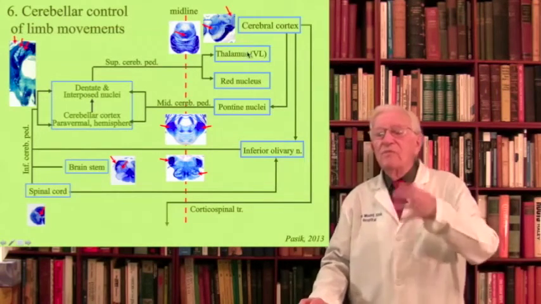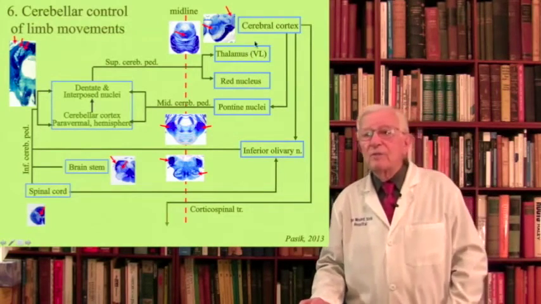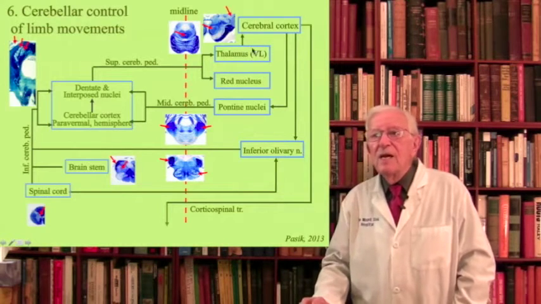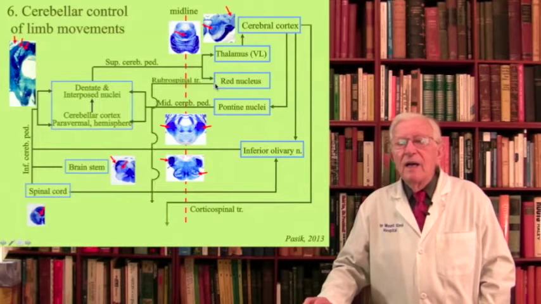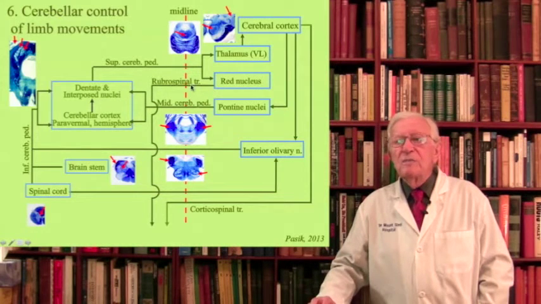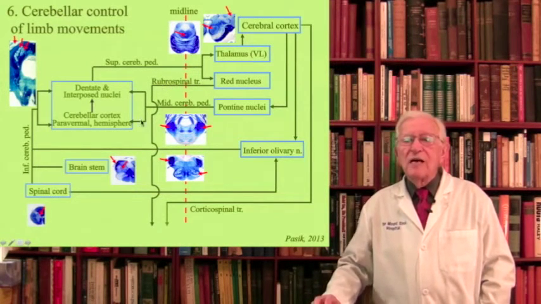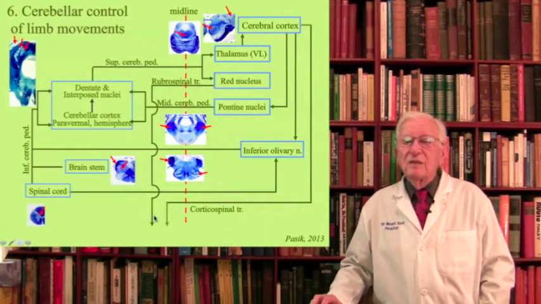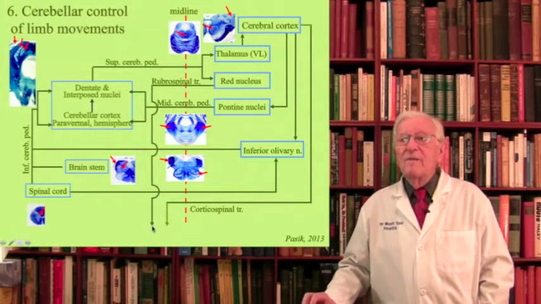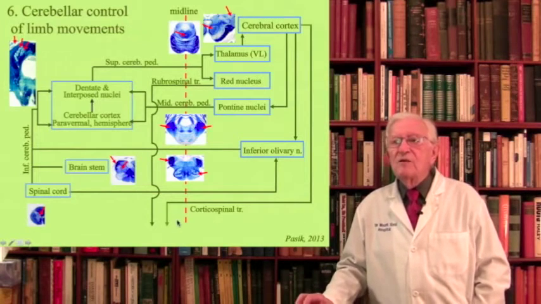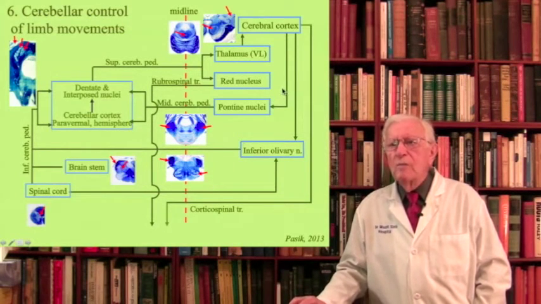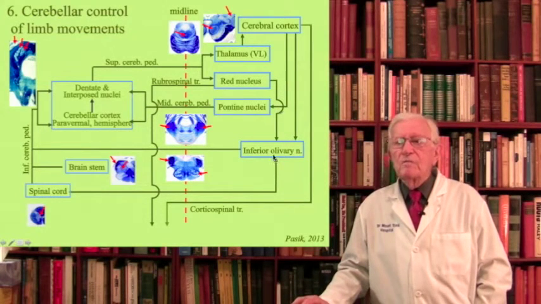And eventually, the output of the thalamus goes to the cerebral cortex, as we show here, and the output of the red nucleus immediately crosses the midline and descends on the opposite side as the rubrospinal tract. So you have now two descending tracts, the corticospinal and the rubrospinal. But perhaps more important than that, particularly in humans, is the fact that the red nucleus also sends an important projection to the inferior olivary nucleus.